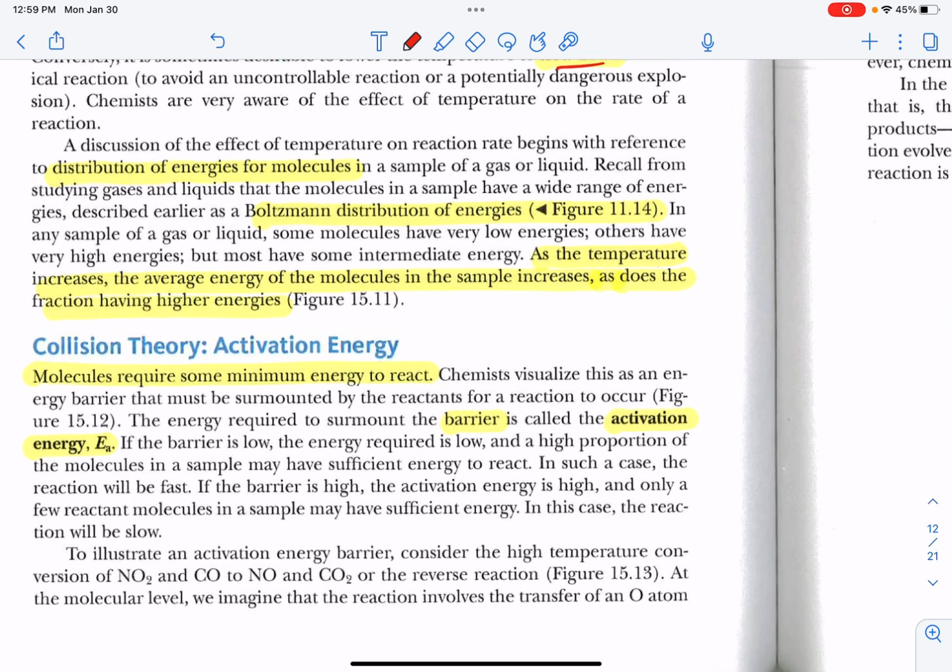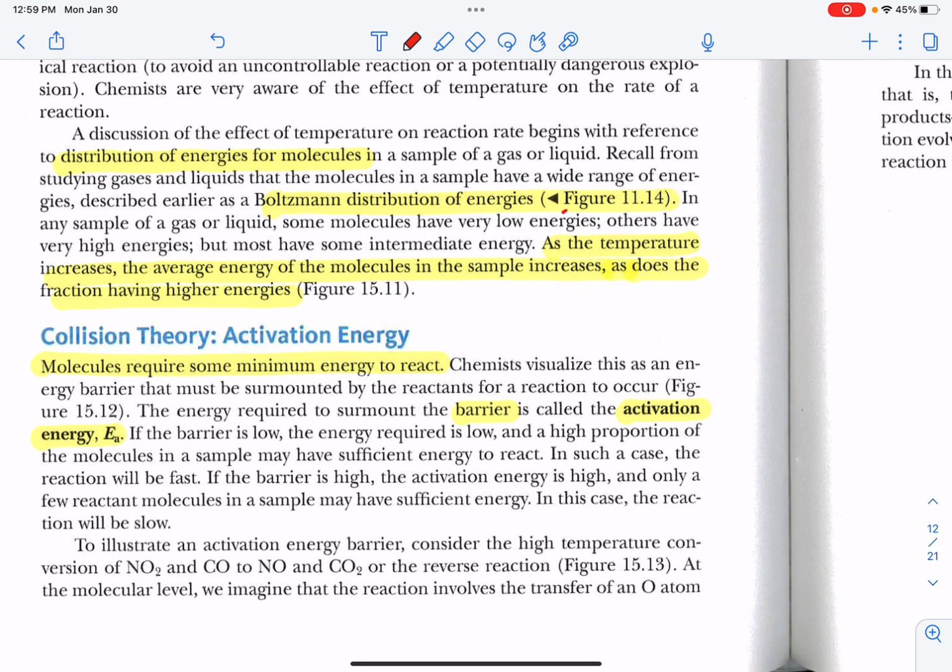You should also remember from an earlier page in chapter 11, the Boltzmann distribution of energies. That curve looks something like this. It's not a bell-shaped curve because you'll notice the end tapers off and becomes horizontal, either at 0 or someplace above 0. That's called a Boltzmann distribution curve.